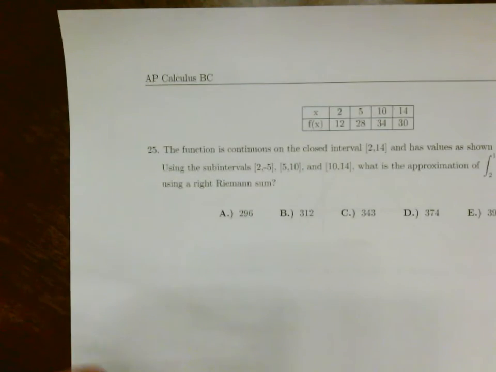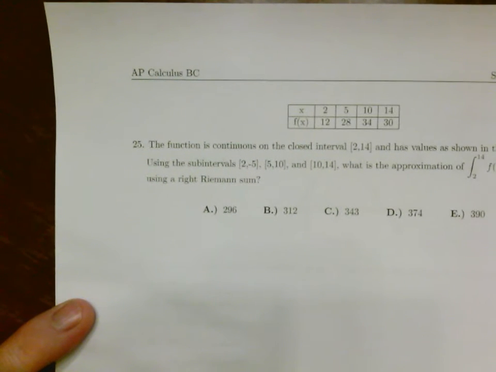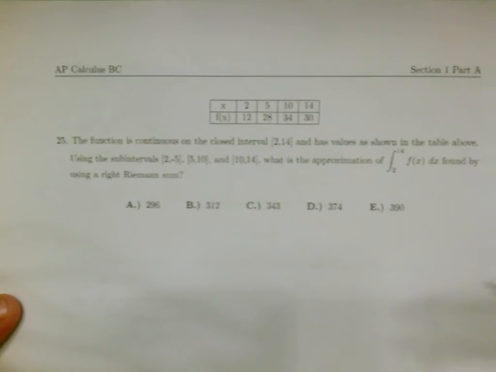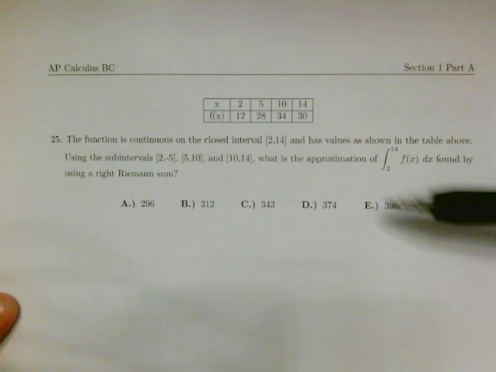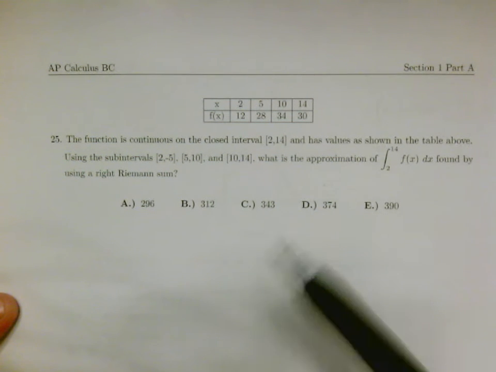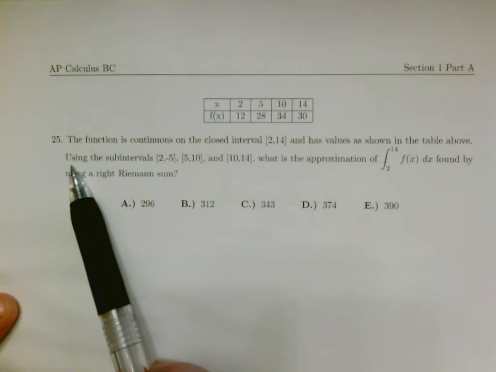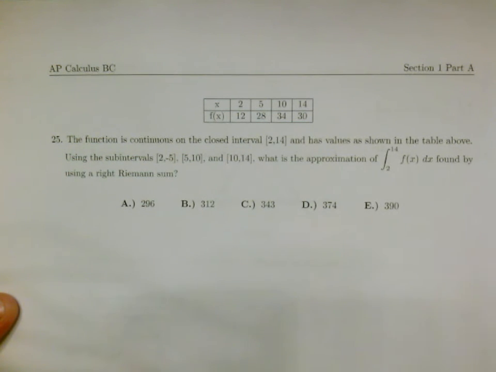Okay, so the function is continuous on the closed interval from 2 to 14, and has values shown in the table above. So right away, I know that this is going to be a Riemann sum. This is a very classic type of question. When you see it, you're like, boom, I know that this is going to be a Riemann sum because it gives you a table of the values and it gives you the integral. Like it's a dead giveaway. Okay, but anyway. So as shown in the table above, using subintervals from 2 to 5, sorry, that should be 2 to 5.